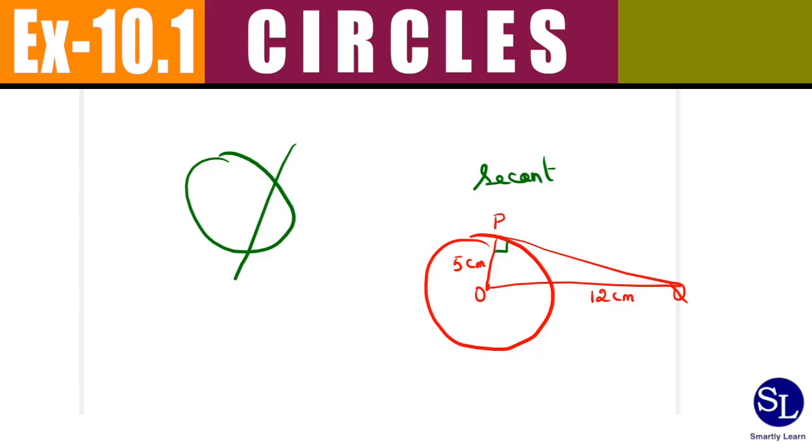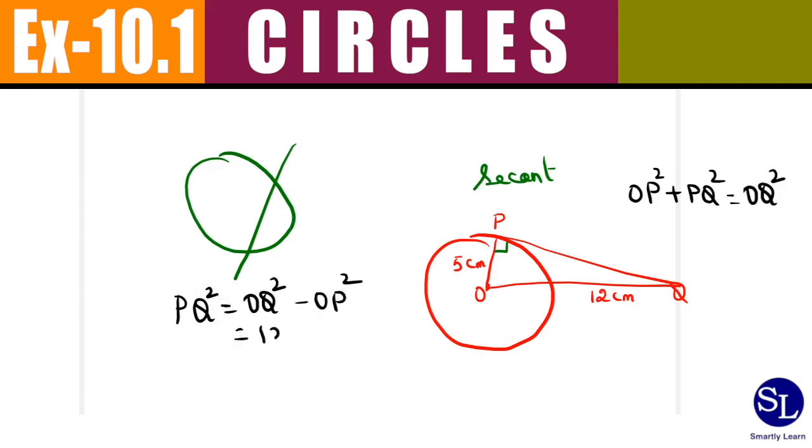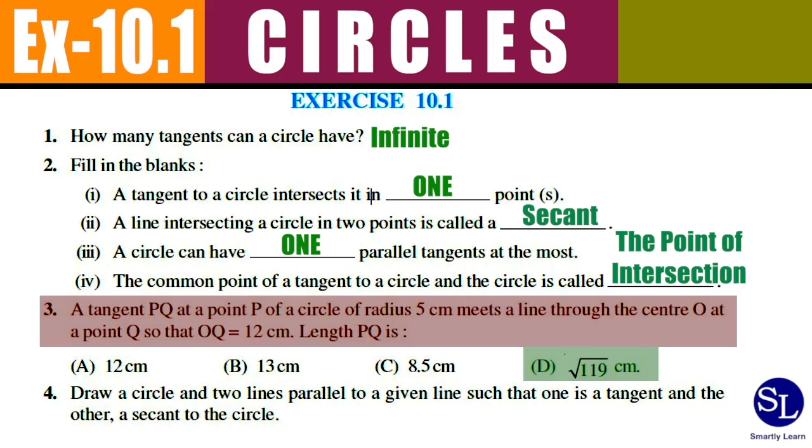So according to Pythagoras theorem, OP squared plus PQ squared will be equal to OQ squared because that turns out to be the side opposite the 90 degree, making it the hypotenuse. So now we need PQ squared. So PQ squared is equal to OQ squared minus OP squared. So this is 12 squared minus 5 squared. This is going to be 144 minus 25, which is 119. PQ squared is 119. So PQ is going to be equal to root 119. So the option here is D.